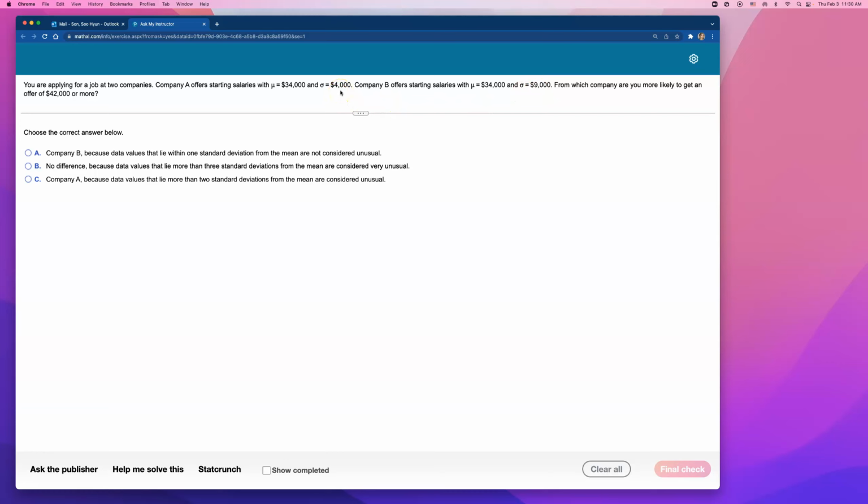So although they have the same average starting salaries, company B has more variation. Some people working for company B are more likely to make much more than 34,000 or much less than 34,000. So the amount of variation is much bigger. I'm going to try to draw an empirical rule picture for this. All right, give me 1 second.